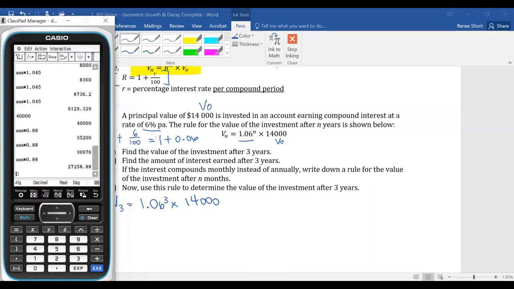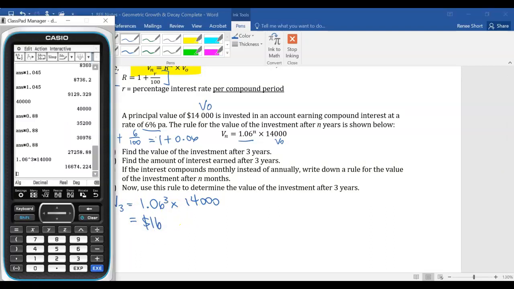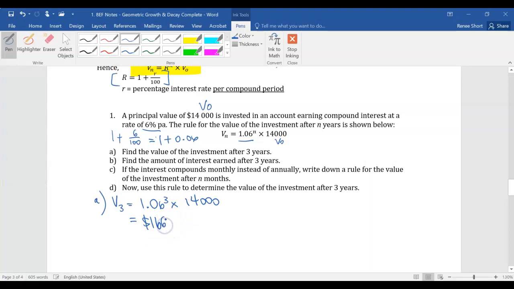So again, if I head back to my calculator here, I can put 1.06 to the power of 3 and then multiply that by 14,000, and I get here $16,674.22. Remember, dollars, 2 decimal places every time.